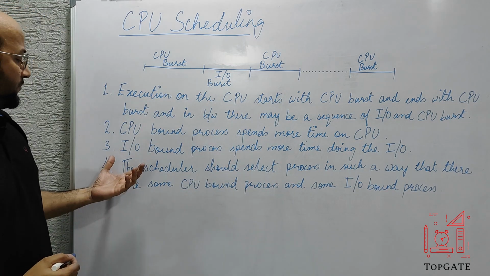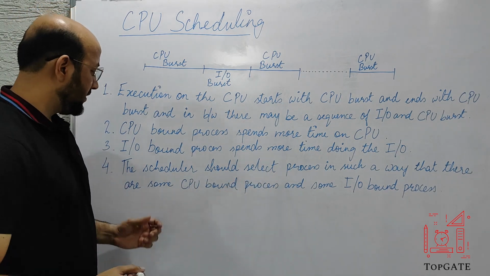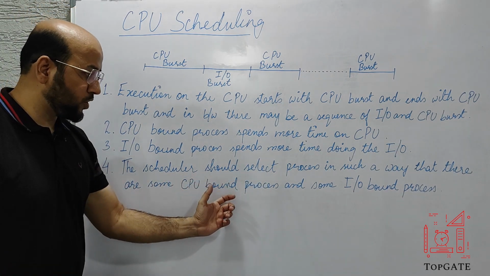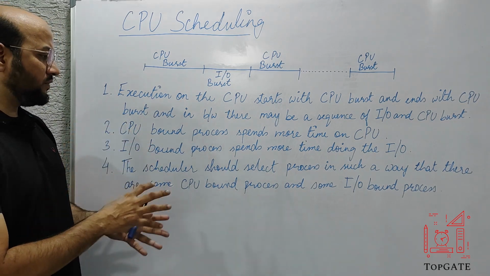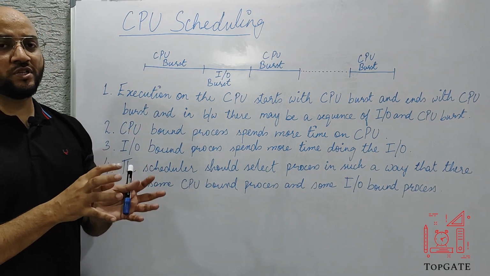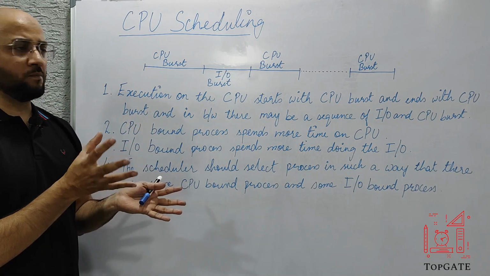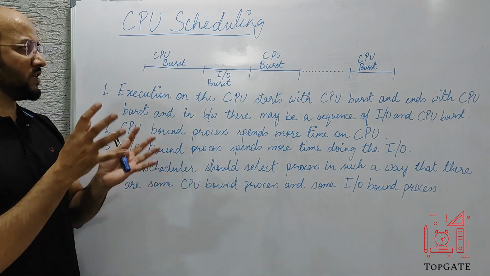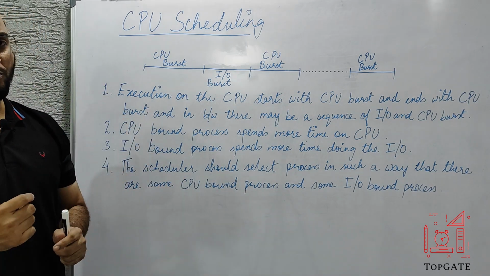Now, the fourth point says the scheduler should select processes in such a way that there are some CPU bound processes and some input output bound processes. That is, the scheduler should select processes in such a way that we have a variety of both kinds of processes. We have some processes which are CPU bound, and some processes which are input output bound.